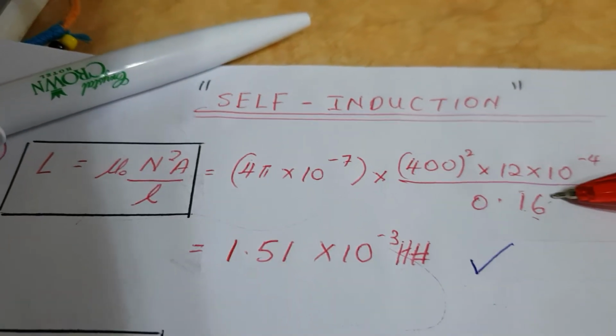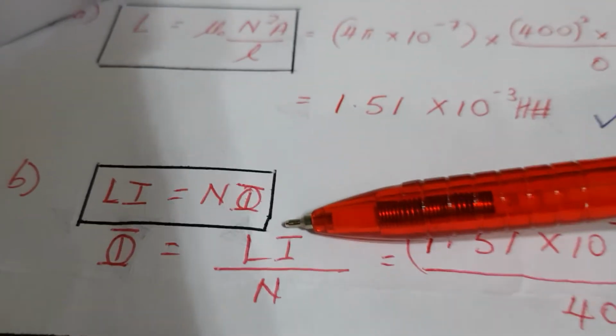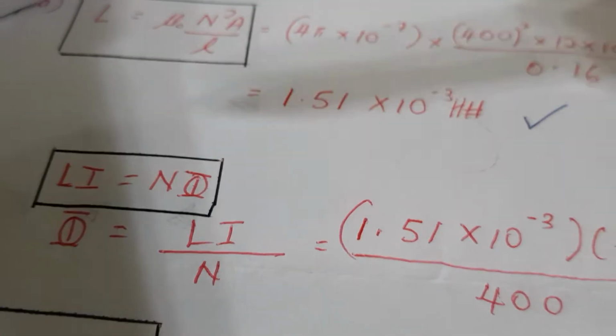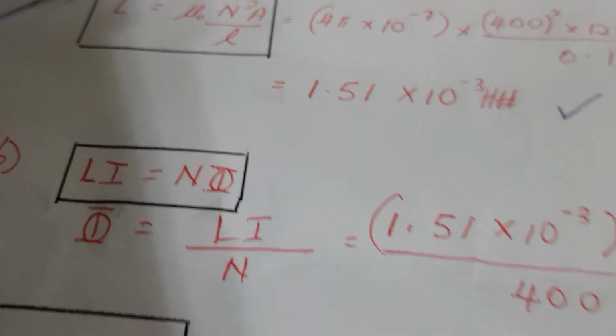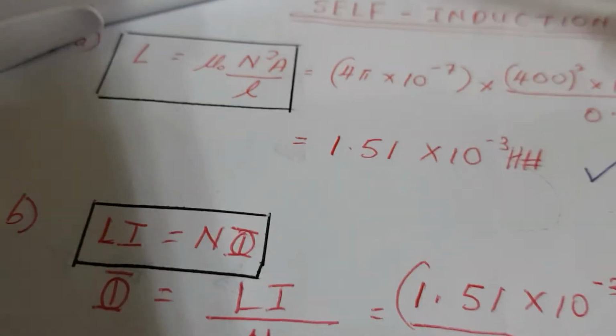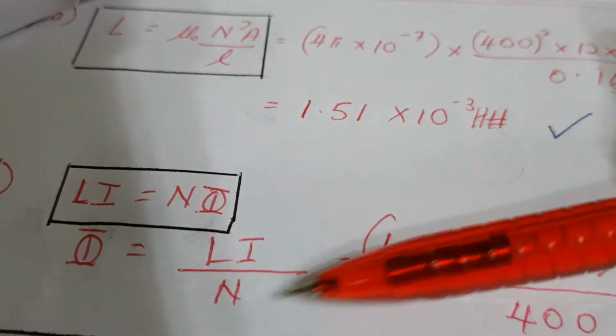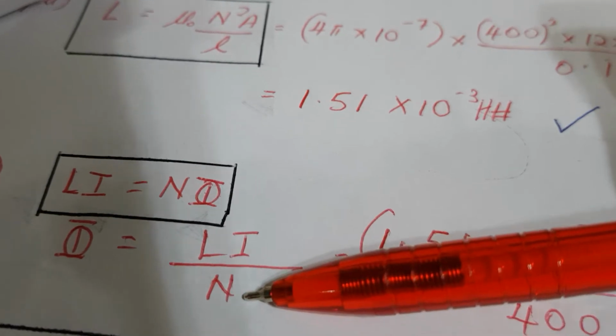The second is magnetic flux through the coil. They are asking you magnetic flux through the coil. They are not asking magnetic flux linkage. When they ask you for magnetic flux, that means they are referring to 1 turn. For 1 turn, what is the magnetic flux? So you have to divide by N. Can you see? Anything you divide, you are finding one of that.